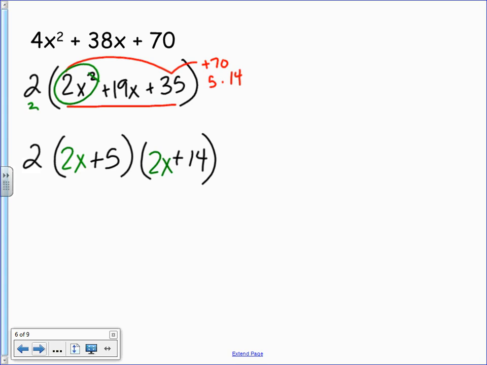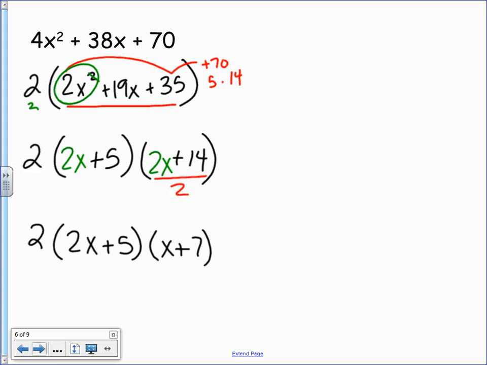And one or both of my factors should divide. So I'm going to go ahead and divide this 2x plus 14 by 2, since they're both even numbers. Remember, this 2 at the front just hangs out. I'll have one factor that's 2x plus 5, and the other factor, x plus 7. And this is the factored form for the trinomial.